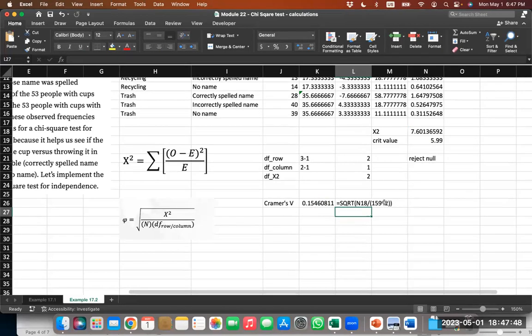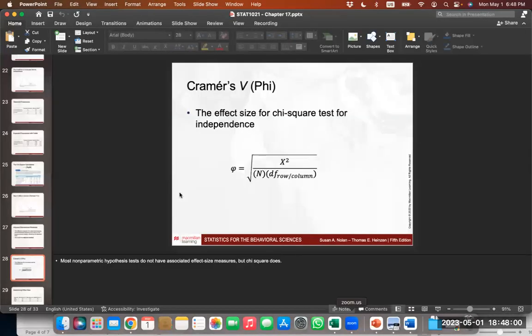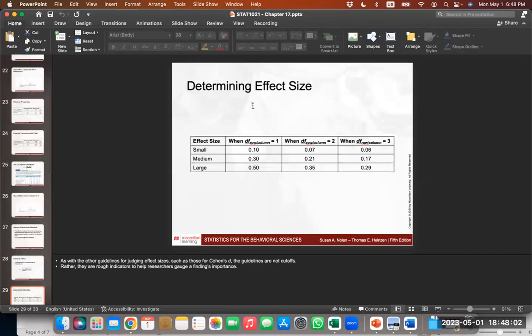So the square root of our chi-squared, divided by 159 for our entire sample size, multiplied by our degrees of freedom. Now this would follow conventions. And the convention here with a degree of freedom of 2 is essentially 0.15. We're falling here, it's not even close to medium. It's basically a small effect size that we're seeing, but there is an effect size involved that is significant.